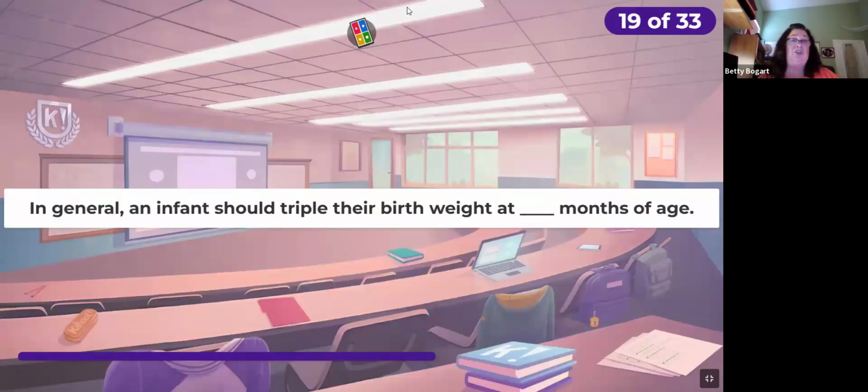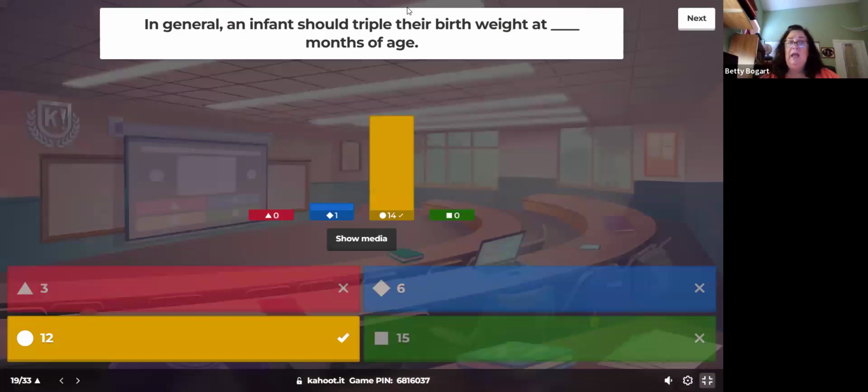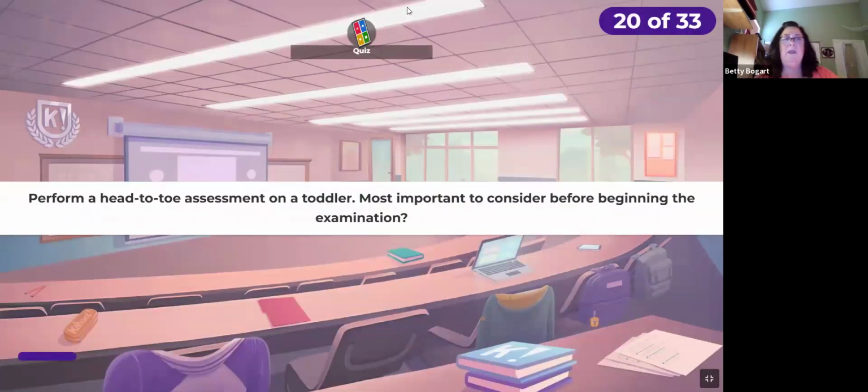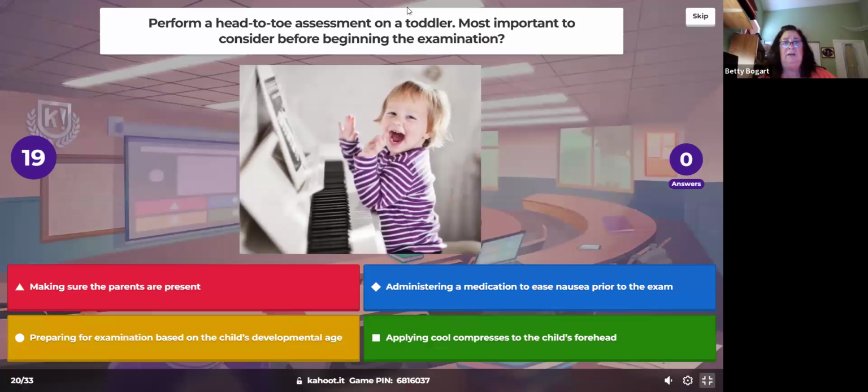In general, an infant should triple their birth weight at what months of age? That's at 12 months. At 6 months, they double. Perform a head to toe assessment on a toddler. What is most important to consider before beginning the examination? Toddler, ages 1 to 3. You have to do an assessment. What are you going to do?